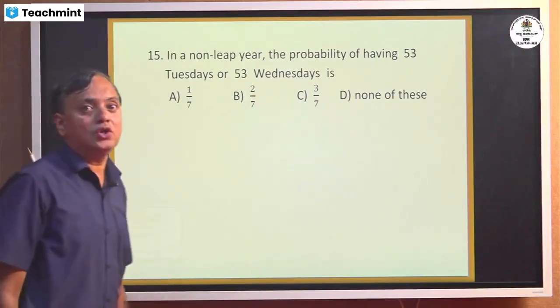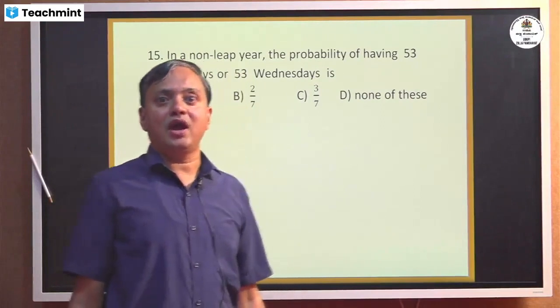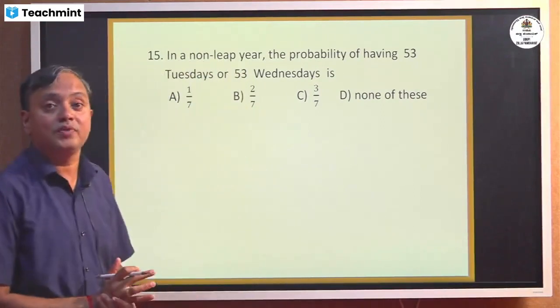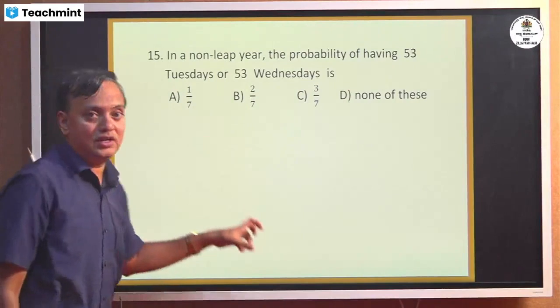So in a non-leap year, the probability of having 53 Tuesdays or 53 Wednesdays. So now we have some more theory.